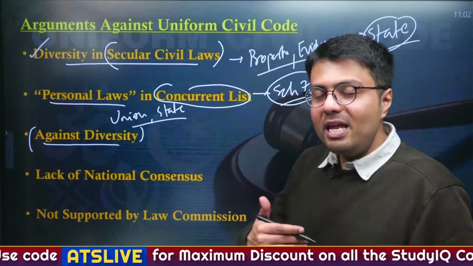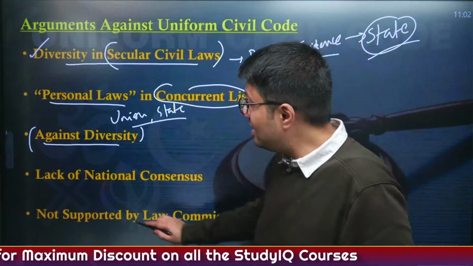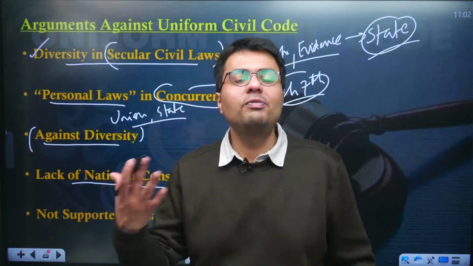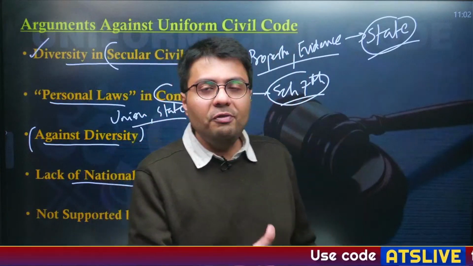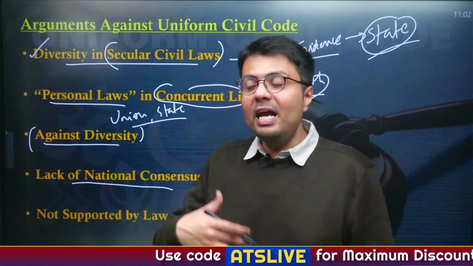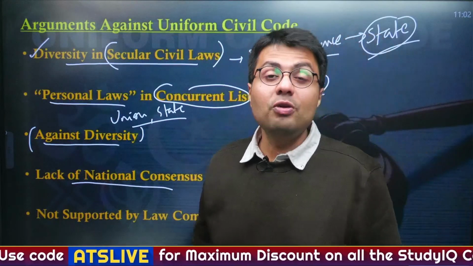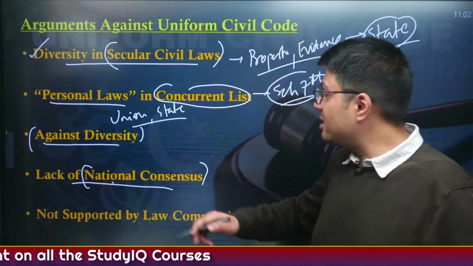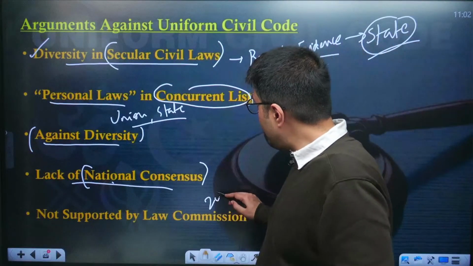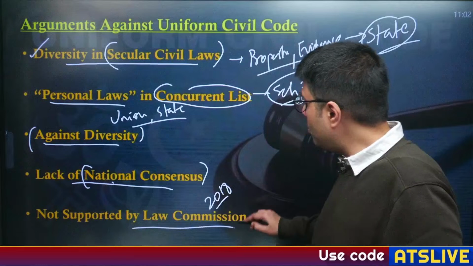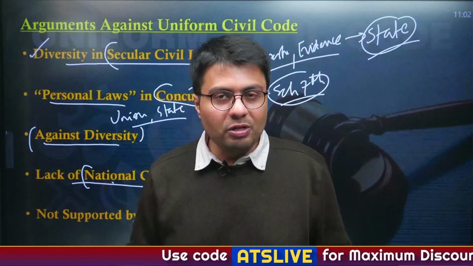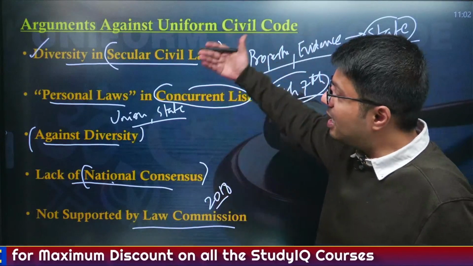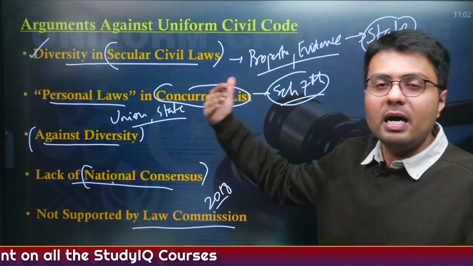Also, as per various judgments and politicians across India, there is an absence of national consensus on the issue, because people, specifically from minority communities, are afraid that whenever a uniform civil code is enacted, it will be based on the provisions of the majority community, and that will lead to the exclusion of minority communities. Hence there is an absence of national consensus. Also, back in 2018, the Law Commission of India said that although a uniform civil code is mentioned in the constitution, it is not desirable for India to bring one. So these are the arguments cited by the people who are against the uniform civil code.